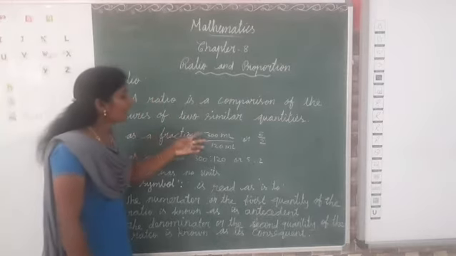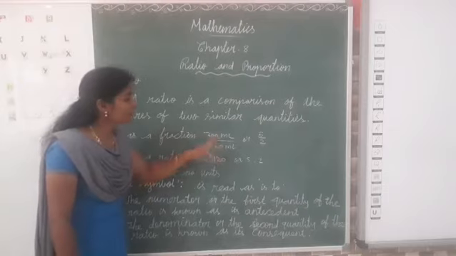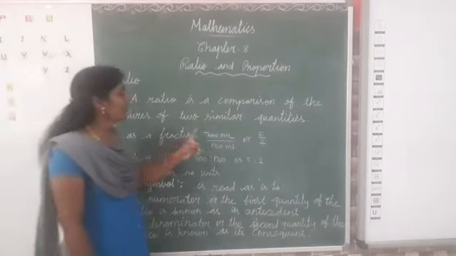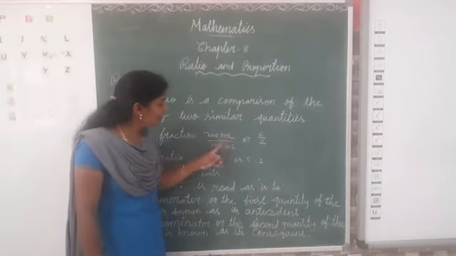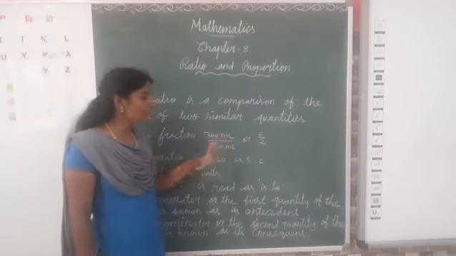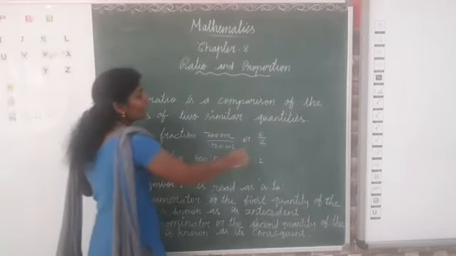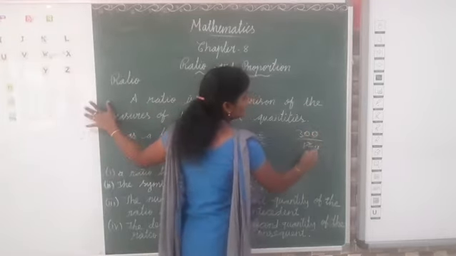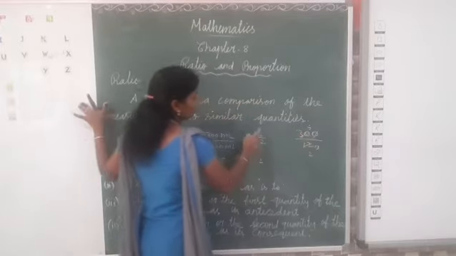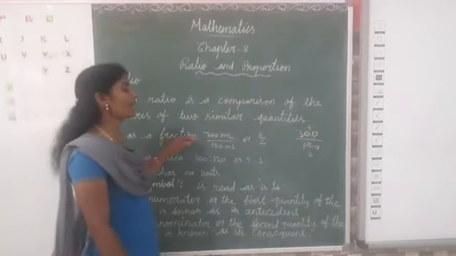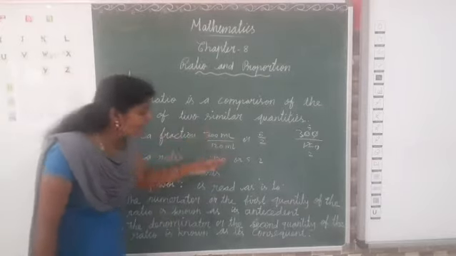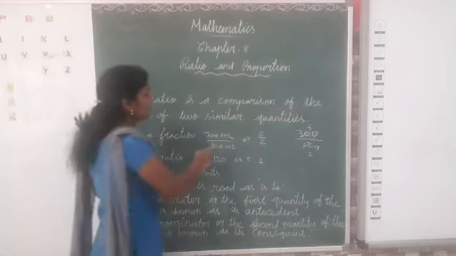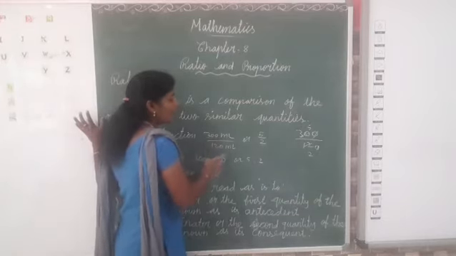Take 300 ml and 120 ml. These are two quantities, isn't it? As a fraction, we can write 300 ml by 120 ml. Now we can simplify 300 divided by 120: 6 table, 2 sixes are 12, 5 sixes are 30, so it is 5 by 2. We can write it in fraction form, and we can also write it in ratio form. As a ratio, 300 is to 120.